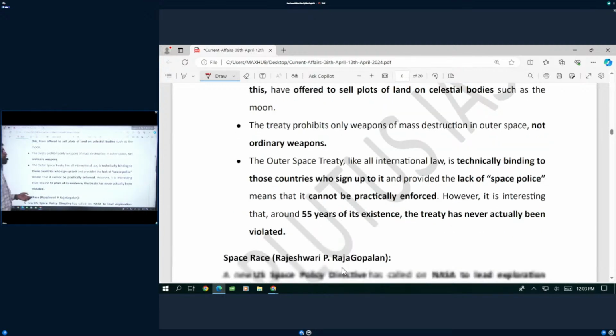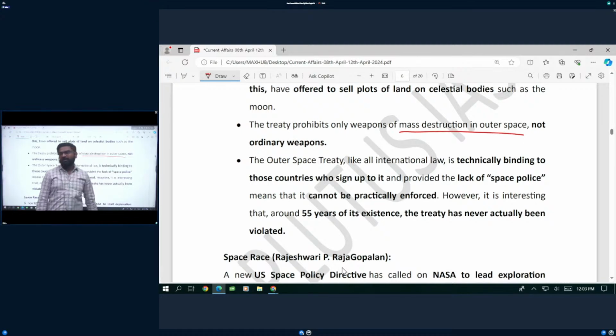Third thing, it covers only weapons of mass destruction. It does not cover ordinary weapons. So this is another loophole.